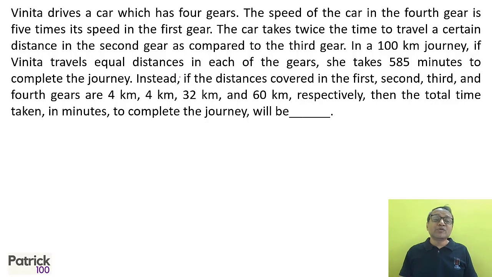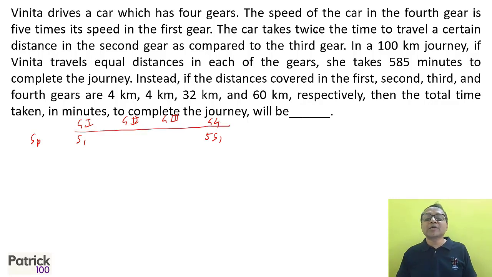Next, you need to drive a car with 4 gears. The speed of a car in the 4th gear is 5 times the speed of a car in 1st gear. So you have 4 gears: gear 1, gear 2, gear 3, gear 4. They said the speed of the car in the 4th gear is 5 times the speed in the 1st gear. So say this is speed 1, this speed is 5 times speed 1.